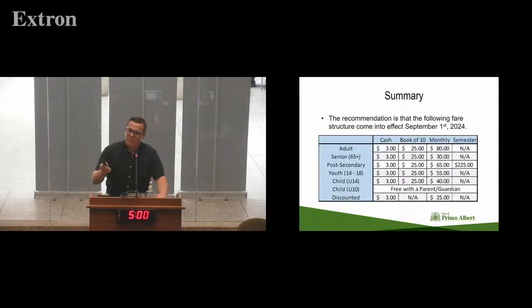We just have one. So in summary, the recommendation is that the following fare structure come into effect September 1st, 2024. This will allow administration time to complete these transit vendor agreements, reach out to the Ministry of Social Services to alert them of the changes, and to reach out to the public. So thank you, and at this time I can answer any questions.